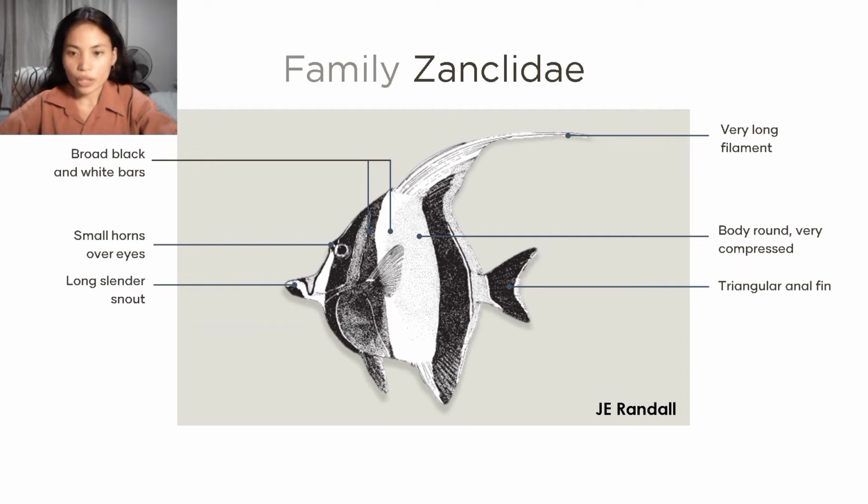Lastly, sometimes filamentous rays are observed. The Moorish idol also has a distinctively round and compressed body. The broad black and white bars on their body make them attractive to aquarium keepers. Also, small horns over the eyes are observed.